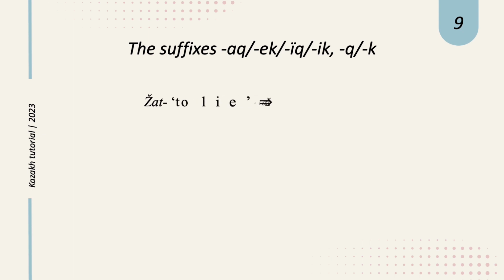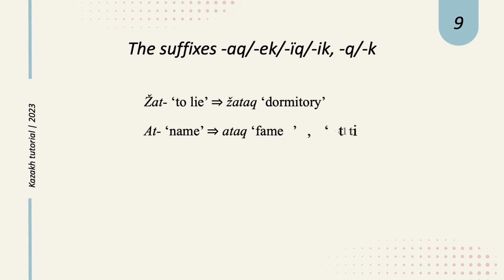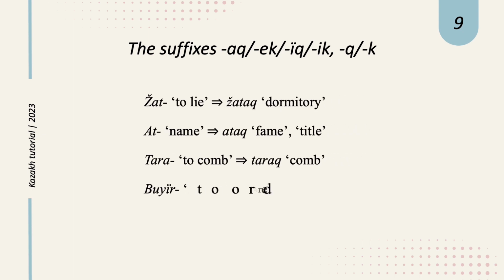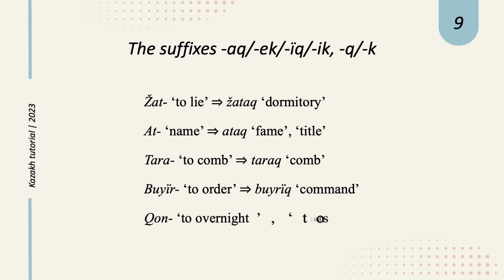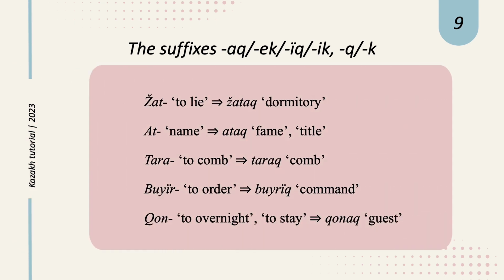The suffixes -aq, -ik, -k are used after verbs to form nouns. Example: jat, to lie, jatak, dormitory. At, name, atak, fame or title. Tara, to comb, tarak, comb. Buyur, to order, buyruk, command. Qon, to overnight or to stay, qonak, guest.